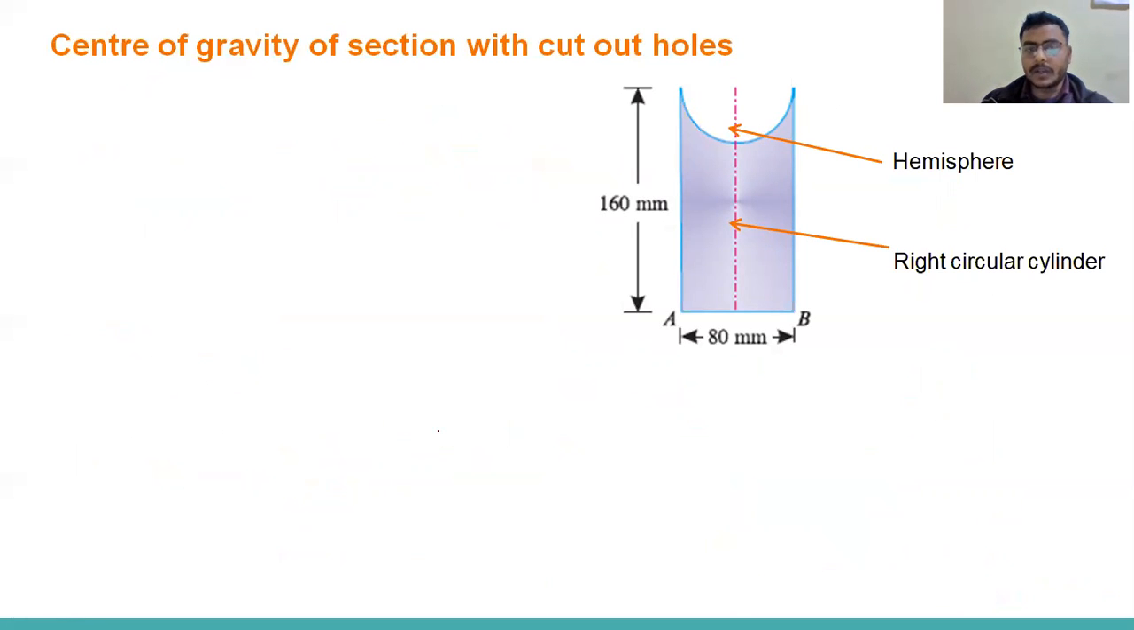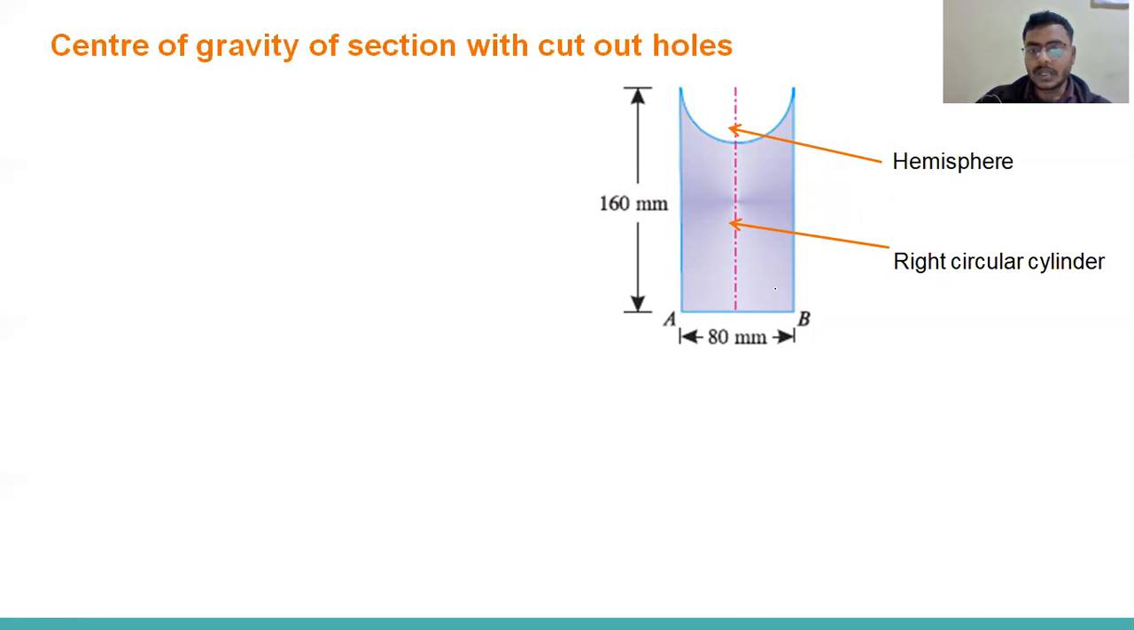Now again we are going to calculate the center of gravity for solid bodies. This is a plane figure it looks like, but you have to understand this is a cylinder, a right circular cylinder. The top portion is a hemisphere. So one hemisphere is deducted from the top portion of the cylinder. Are you getting the point?